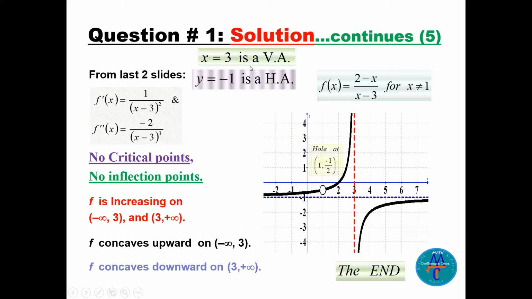Now we put everything together here. We have the vertical asymptote, we have the horizontal, we have the function after we simplify. We have f prime, f double prime, no critical points, no inflection points. This is the whole, you see? So if someone asks what is the domain of this function, the domain will be all real numbers except where we have the vertical asymptote, except 3, and except 1 also. If you need the range, it will be all real numbers except the horizontal asymptote, minus 1, and minus half, the y value of the hole. This is the end.